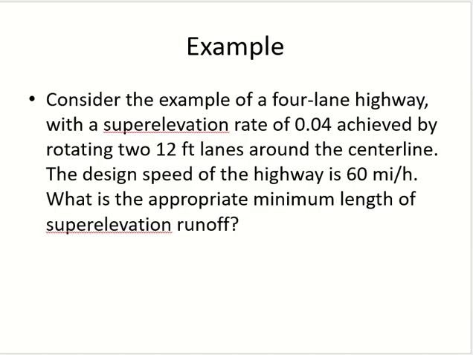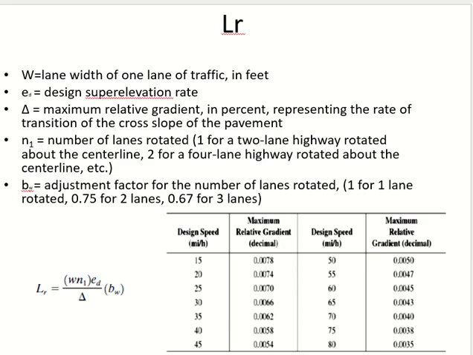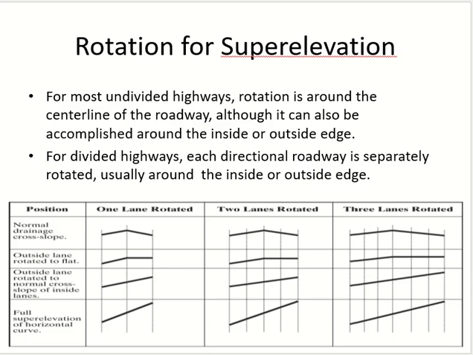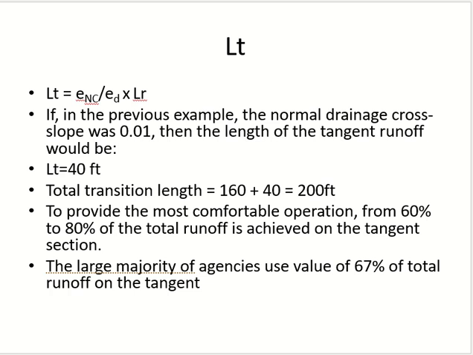Okay, we are going through the geometric design of the road. So we have discussed the horizontal curve, and now we are discussing the superelevation. Superelevation has two parts. One is this one, the other one is this. The length for this one is called LT, and the length for this whole thing is called LR. We calculated both of them in one of the examples.